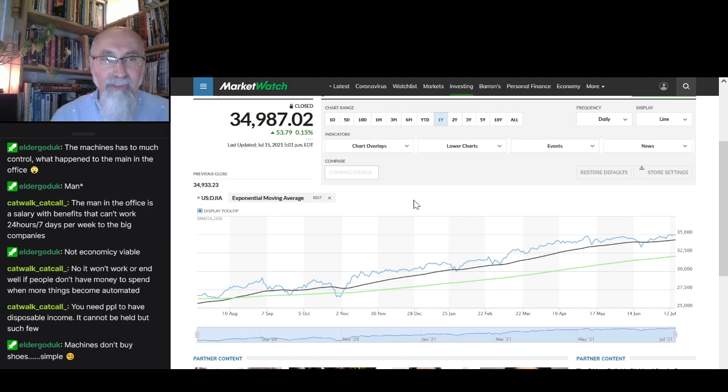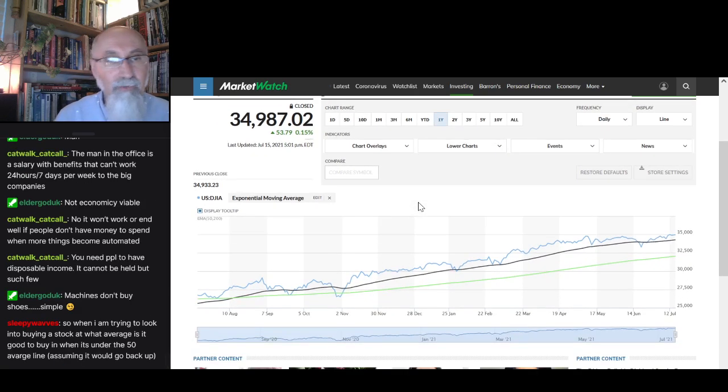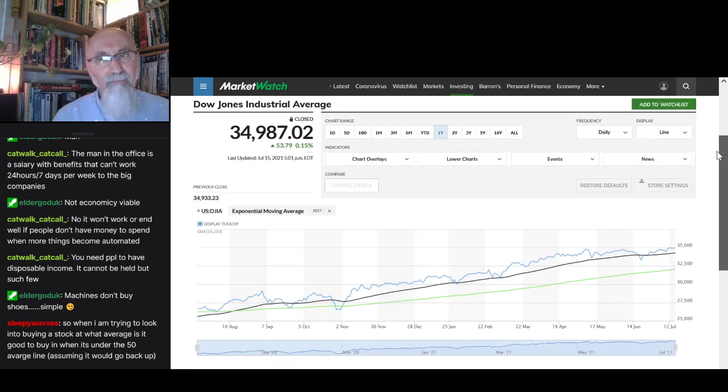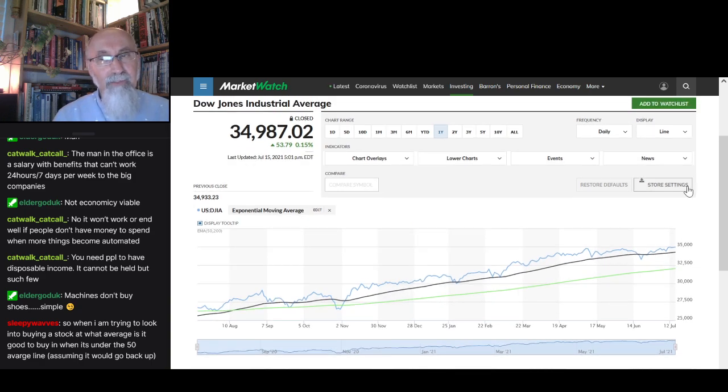Not economically viable. It won't work or end well if people don't have money to spend when more things become automated. That's where the powers that be, capitalist powers, are hoping UBI will kick in, which is basically slavery. It's going to put a lot of people in poverty. You need people to have disposable income. No, machines don't buy shoes.